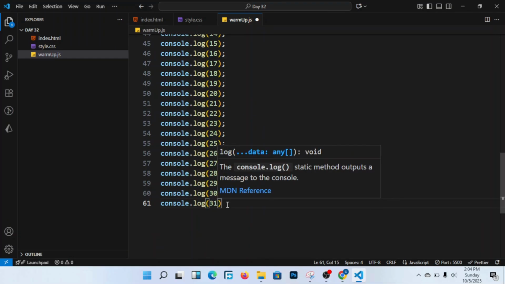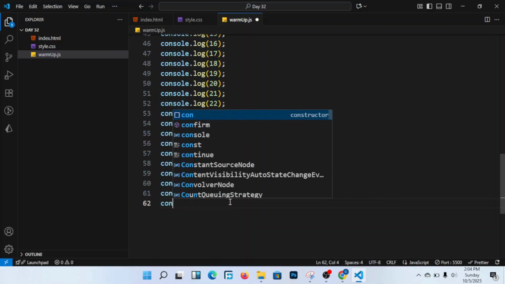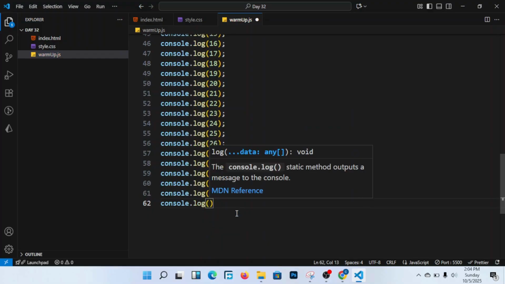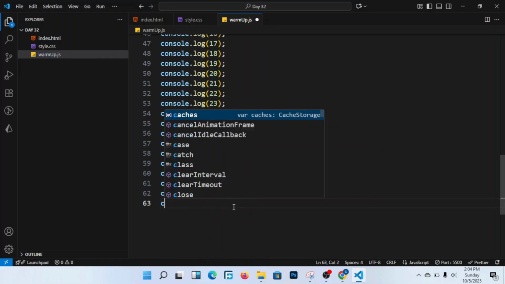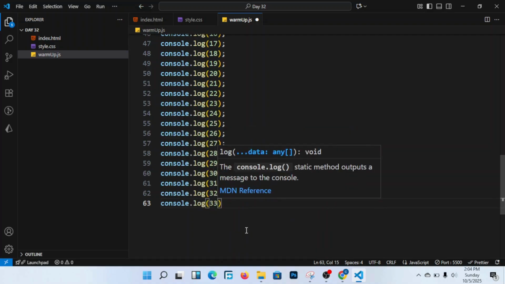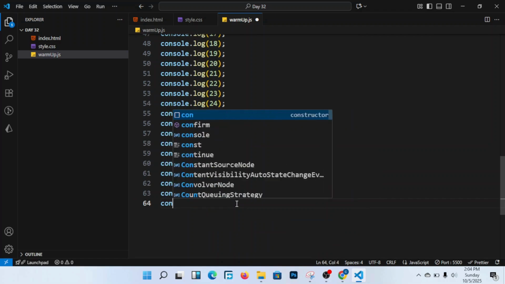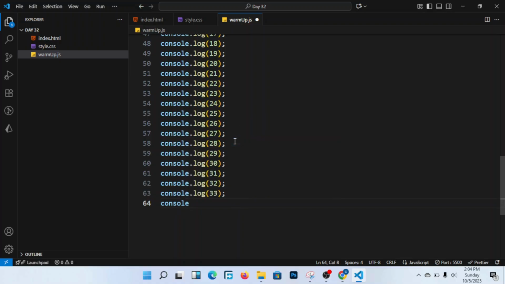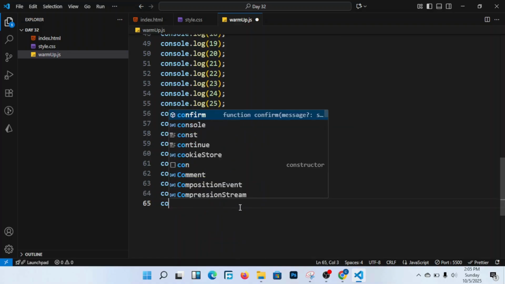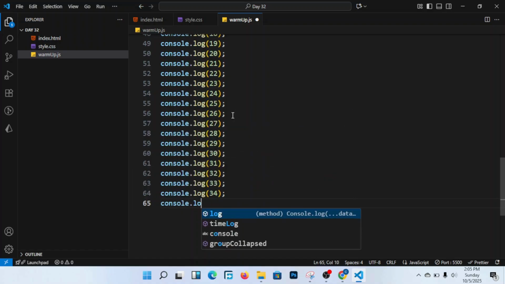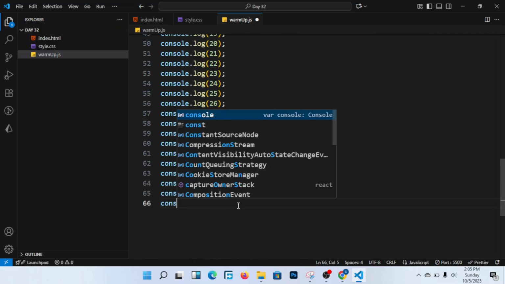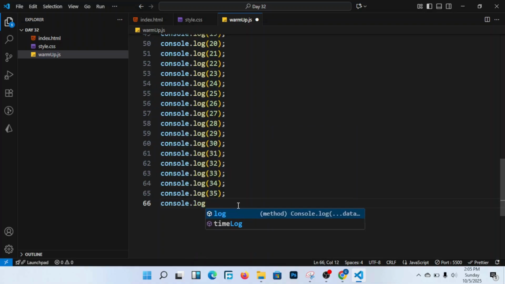Console.log 31, okay? Console.log 32. Console.log 33, okay? Console.log 34. Console.log 35, okay? Console.log 36.